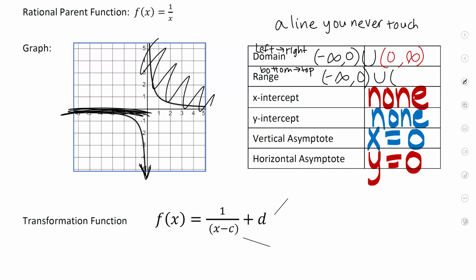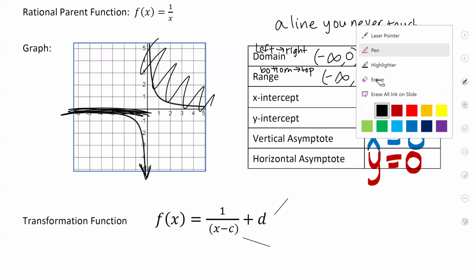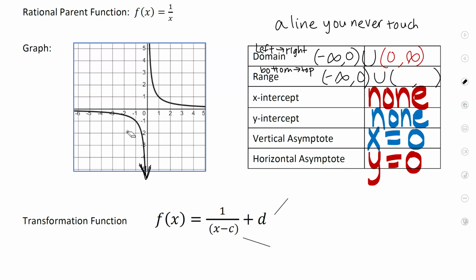Union, let's do the other graph now. The other part of the graph. Here's the bottom. Where is that at? 0. And then it goes up from there. That's infinity. So that is how you do domain and range.